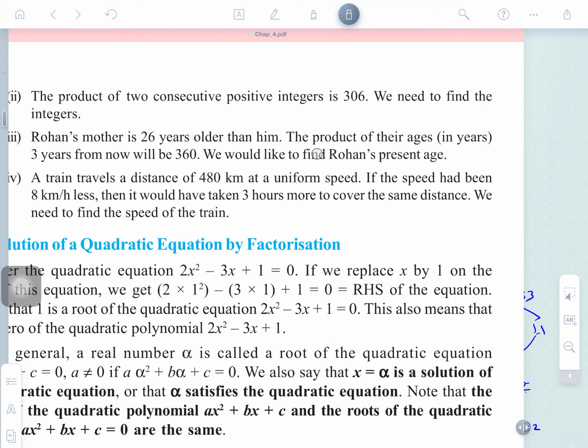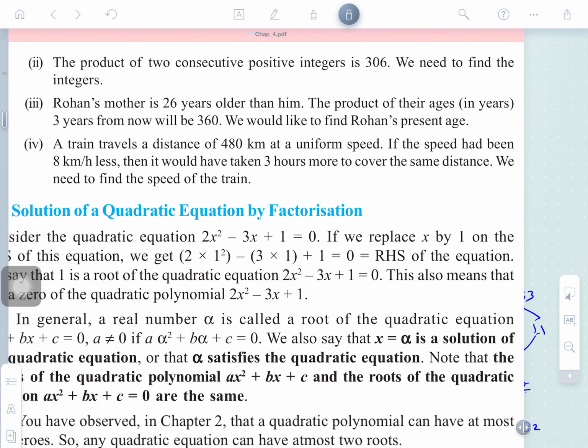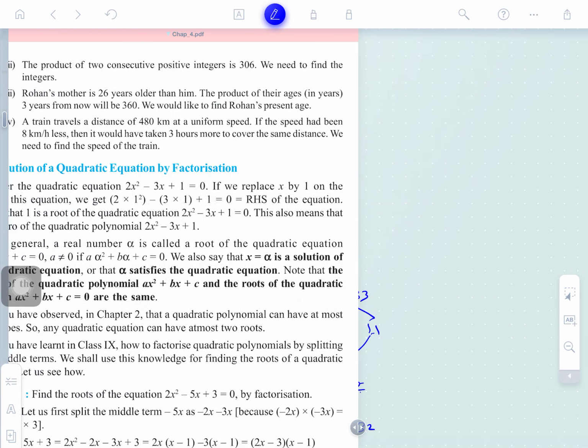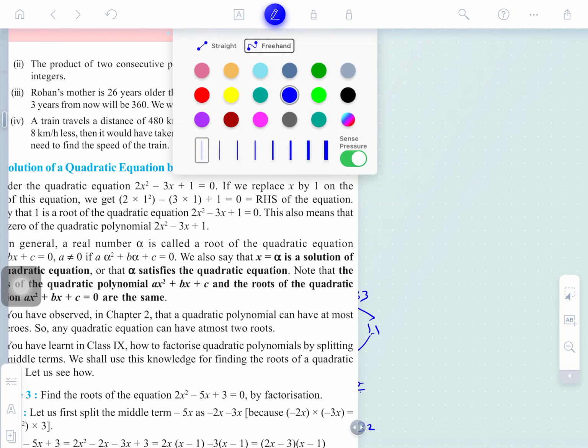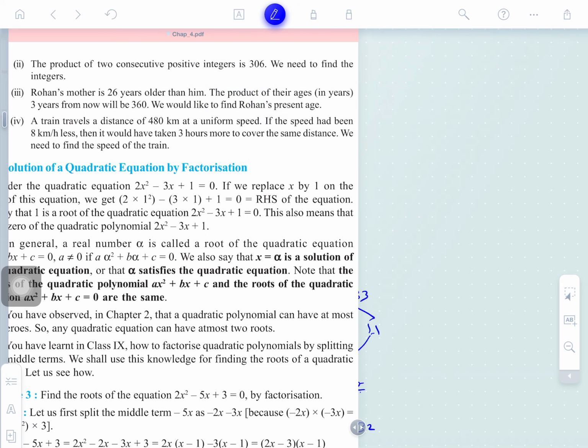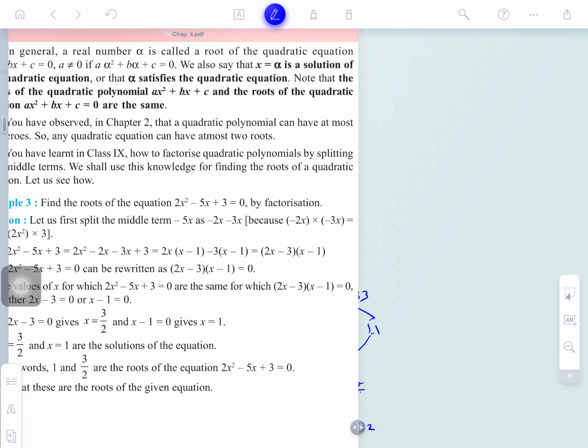Clear or not? I think some students have also asked about question number 4. A train travels a distance of 480 kilometer. Some students have asked me this question, so I am telling this question also. Please listen to the question, it is a very clear and very simple question. What is the question saying here?